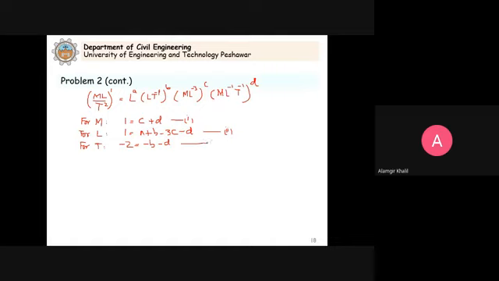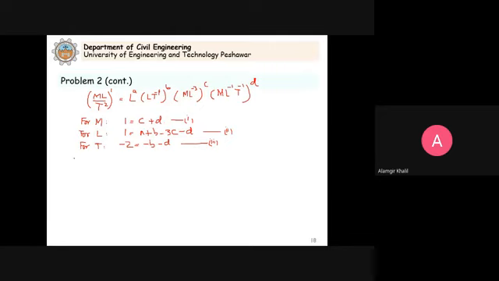So let's say this is equation number 3. Now we have 3 equations with 4 unknowns: A, B, C, D. So it means that we must express 3 of the unknowns in terms of the fourth.